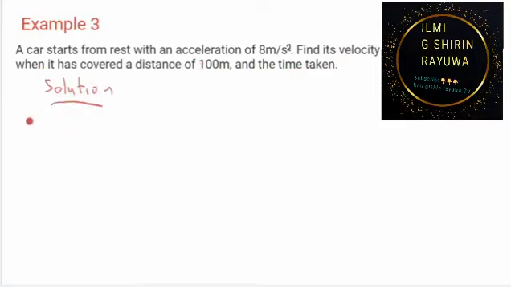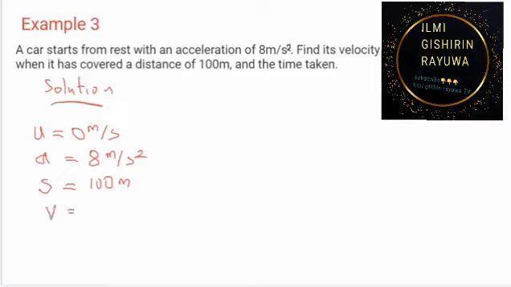The parameters first: start from rest, so U is equal to 0 meters per second. The acceleration A is equal to 8 meters per second square. The distance covered S is equal to 100 meters. And then we are looking for the velocity, that's the final velocity. We're also looking for the time taken.